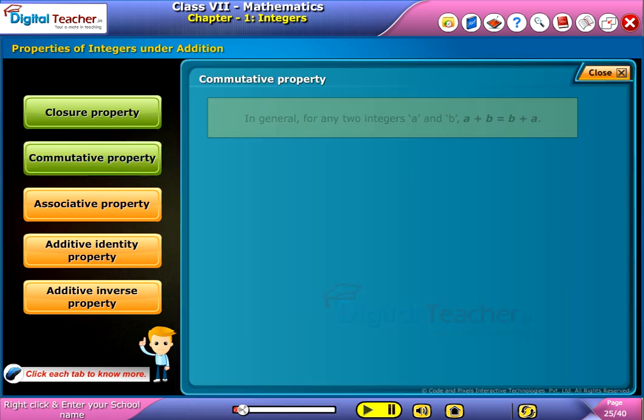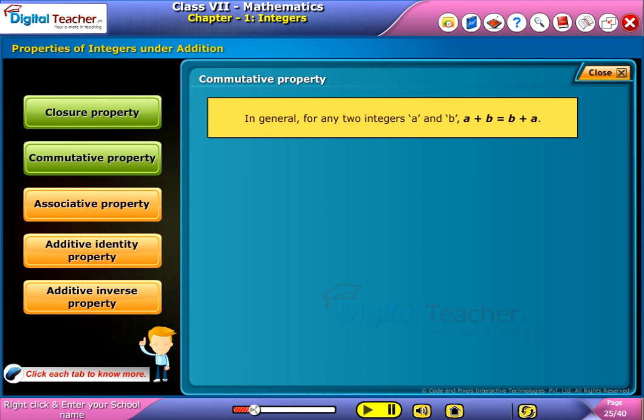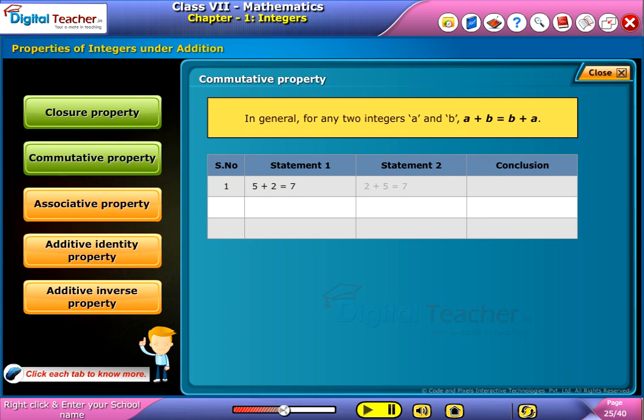Commutative property defines that for any two integers a and b, a plus b is equal to b plus a. The second statement, 2 plus 5 is equal to 7. And it concludes that a plus b is equal to b plus a. Same for the second and the third statements also as shown in the table.